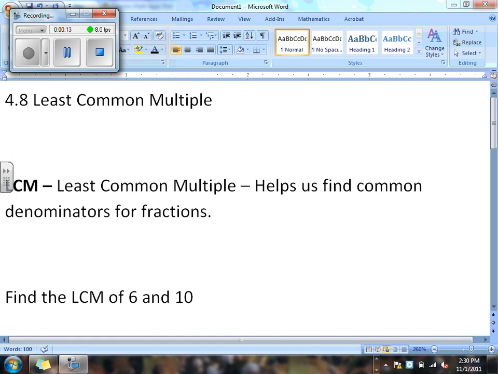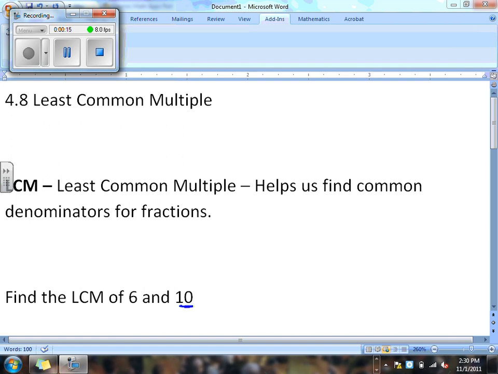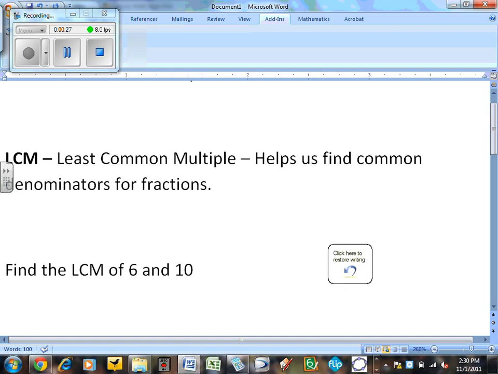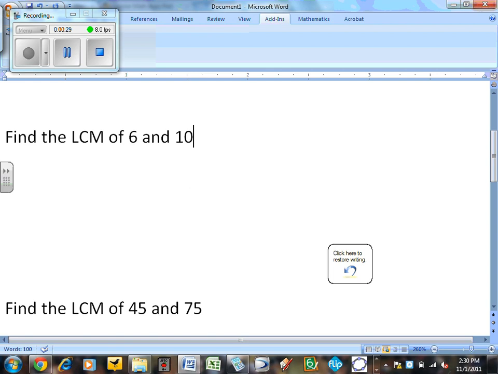What we're saying is we want to change 10 and we want to change 6 to some same number, and we've got to figure out what that number is that we can change both those numbers into by multiplying. And we want to do it with the smallest number so we can save ourselves some work.